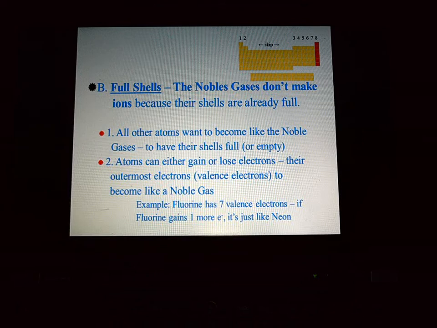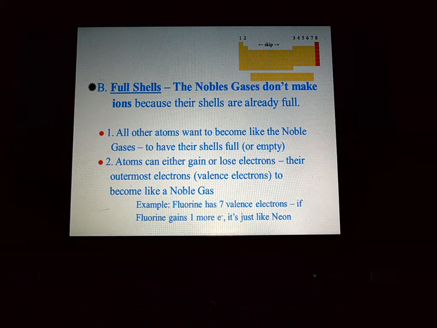Well, all those other atoms want to be like the noble gases. They want to have their shells full, or the outer shells could be empty. Like hydrogen has only 1 shell to fill up, all the other ones would remain empty. Atoms can either gain or lose electrons to fill up those shells or to empty them out.